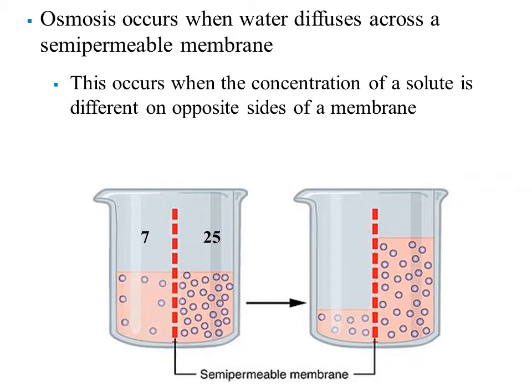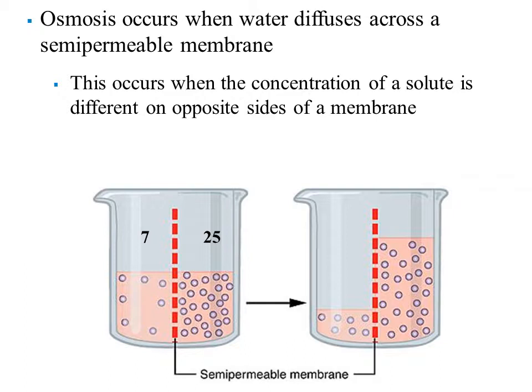On the other side, we have 25 sugar molecules. So if the semipermeable membrane is not allowing the sugar to move, then water is going to move. Look at the image to the right and notice that the water is going to diffuse from the left going to the right to try to dilute the concentration.